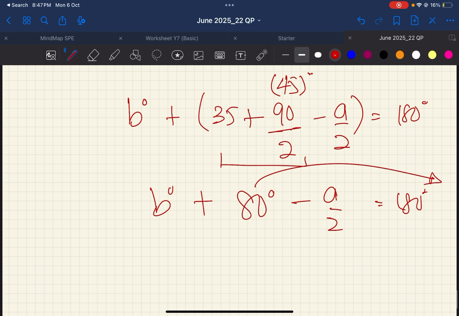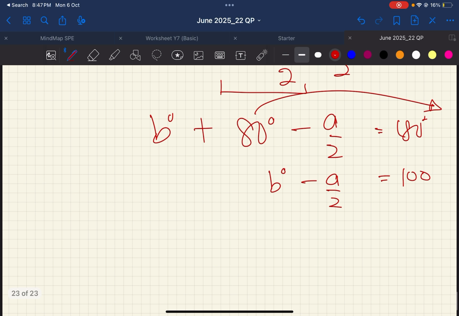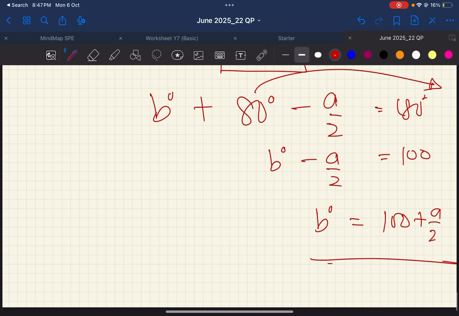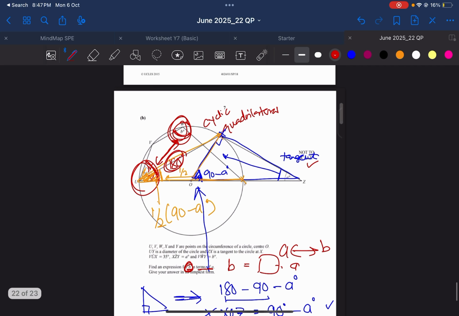Move 80 to the other side, minus, so here is 100. Minus A over 2, just copy down. So B equals 100 plus A over 2. So now it's B in terms of A. Leave your answer like this, or maybe you can make the denominator the same: 200 plus A over 2. Whichever is fine. Okay, so I hope that is clear enough.